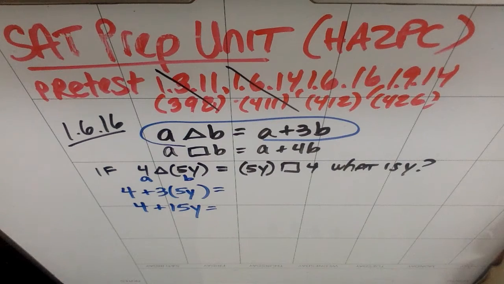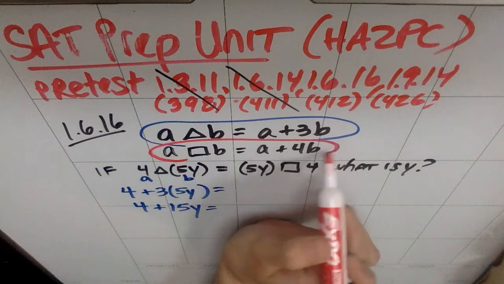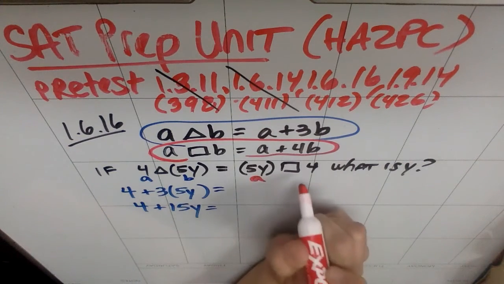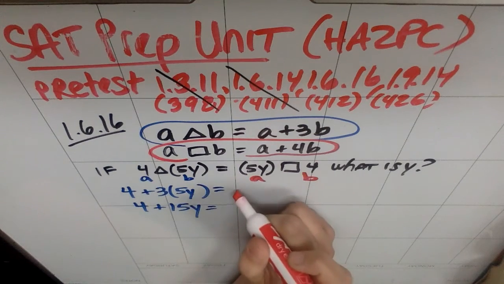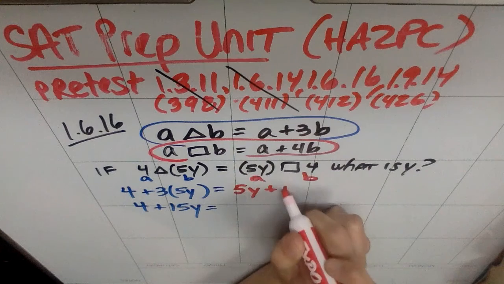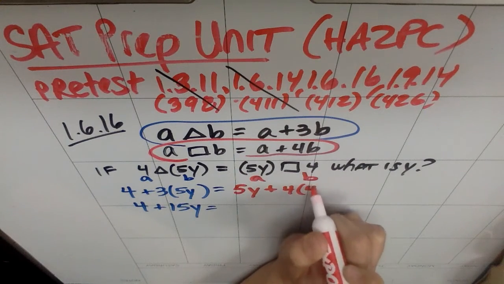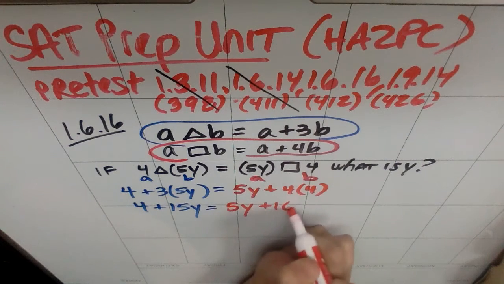All right, so the other side says to do 5y square 4. So in this situation, my 5y is A and my 4 is B. So based on the definition of the square function, I'm going to do A, which was 5y, right? 5y, plus 4 times whatever my B was, which in this case is also 4. So I get 5y plus 16.